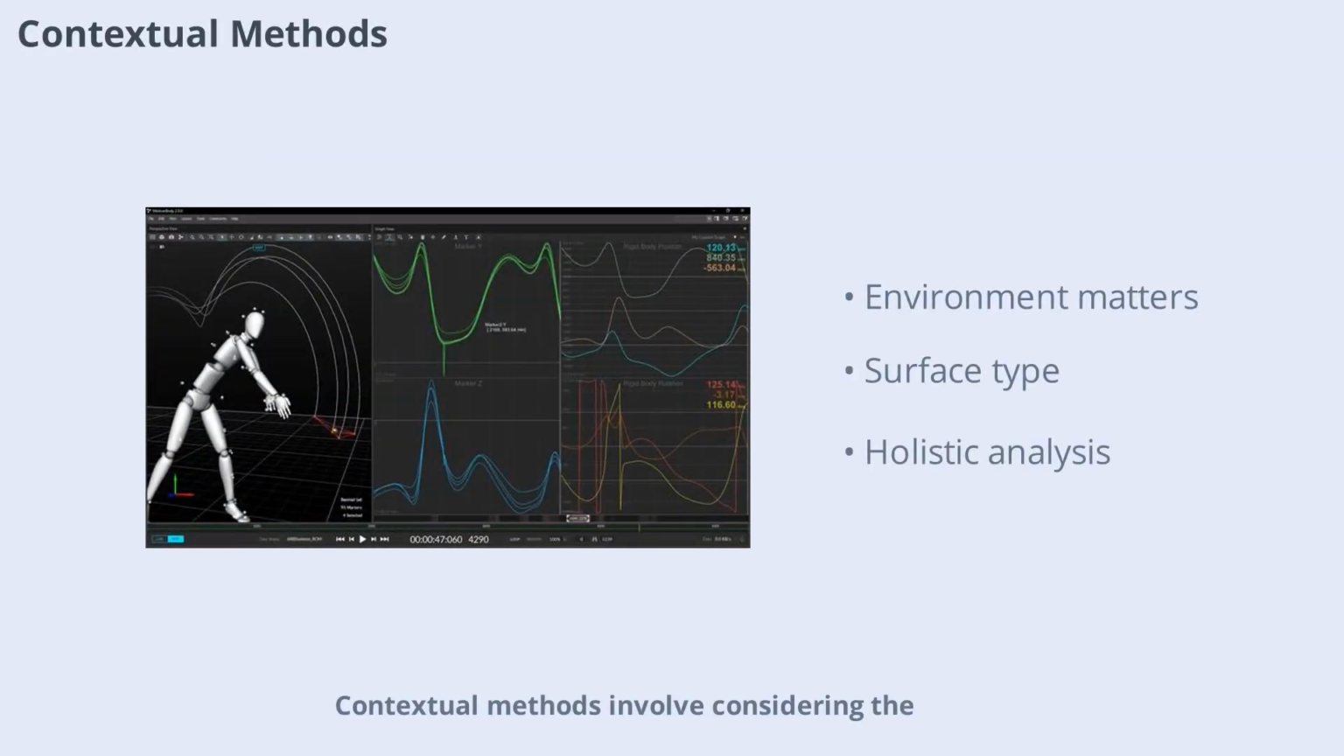Textual methods involve considering the environment and circumstances surrounding movement. For example, running on grass versus concrete can lead to different kinematic patterns. Biomedical engineers take into account these contextual factors to ensure their analysis is relevant and accurate. This holistic approach helps in making better recommendations for training or rehabilitation.